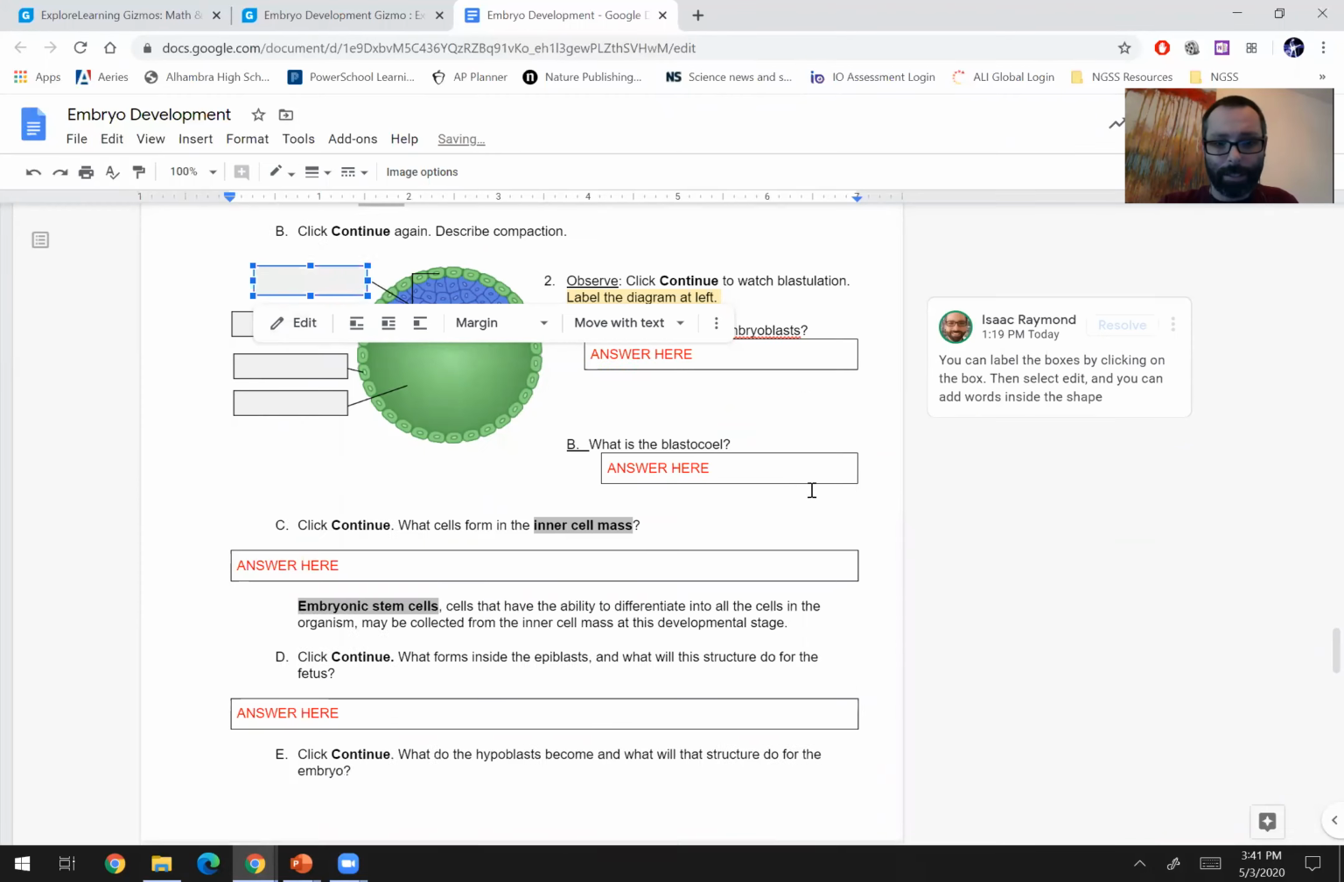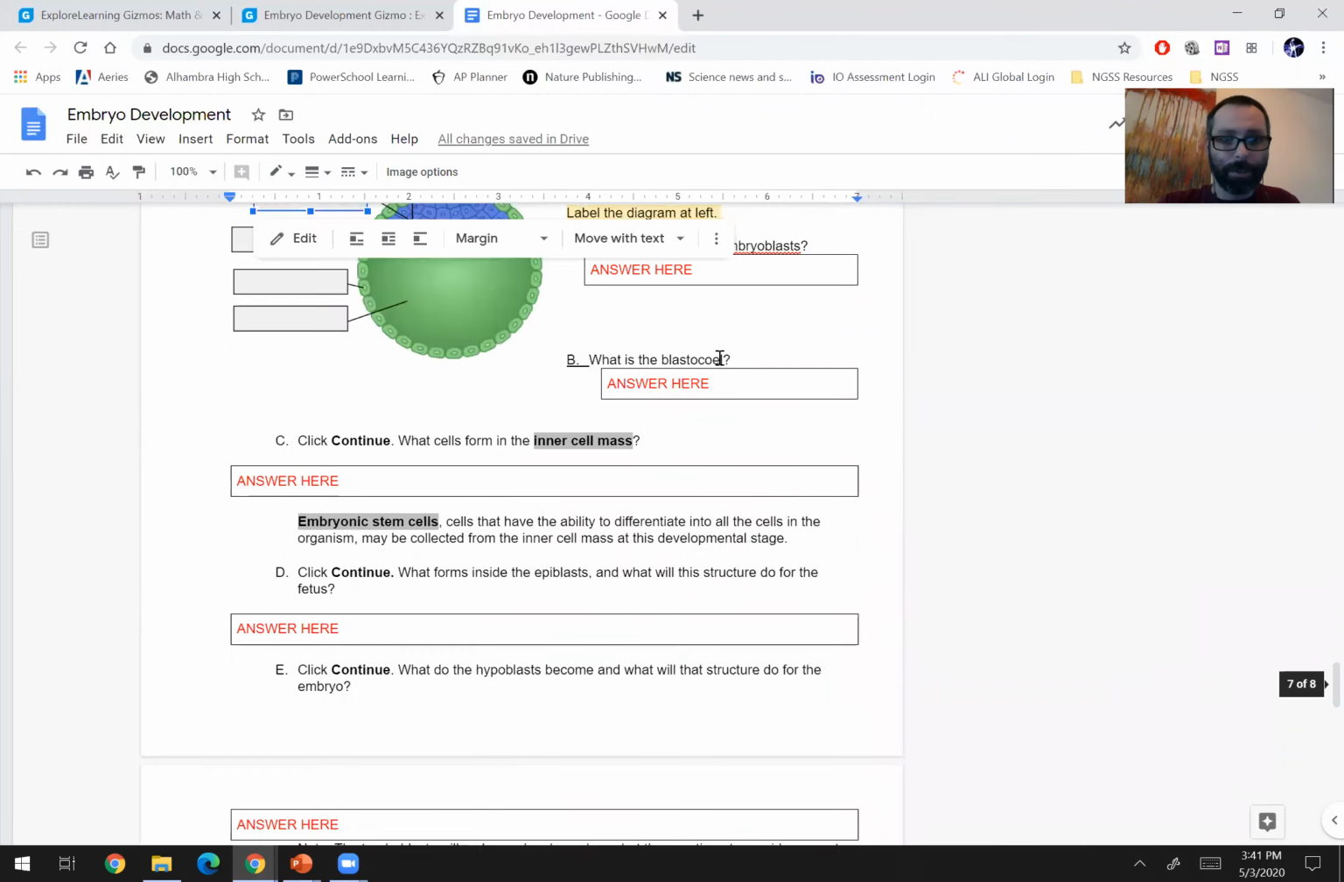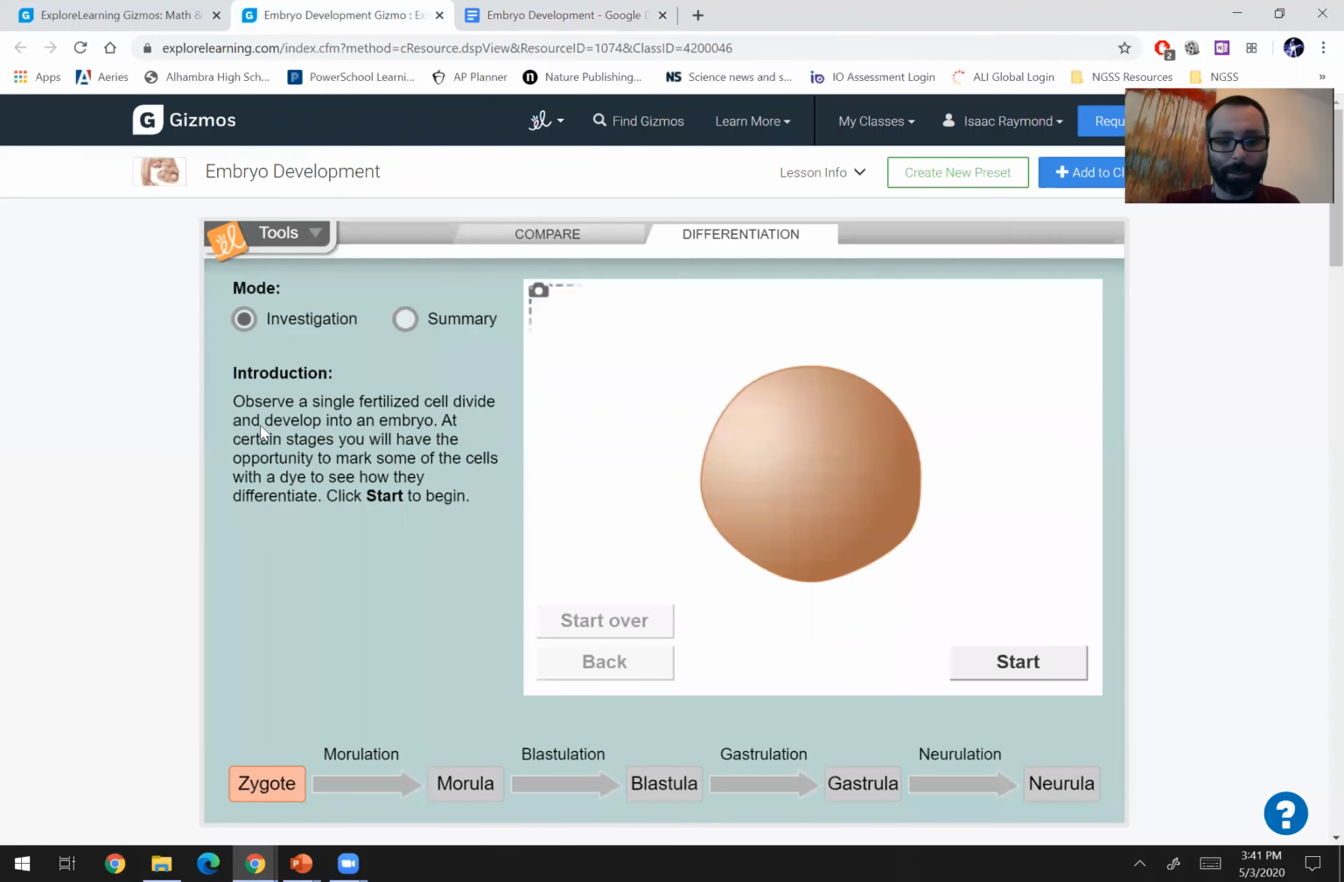And so just like before, you go through the worksheet, it tells you which buttons to press and in which order and what to look for. And then you turn it into PowerSchool when you are done. Let me know if you have any problems. Otherwise, good luck.